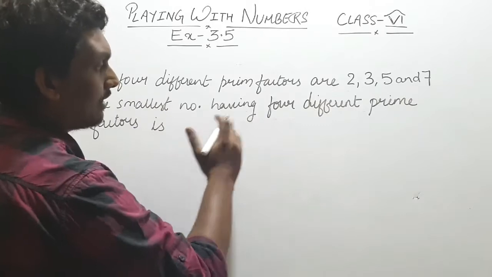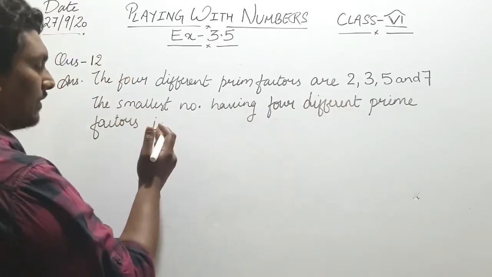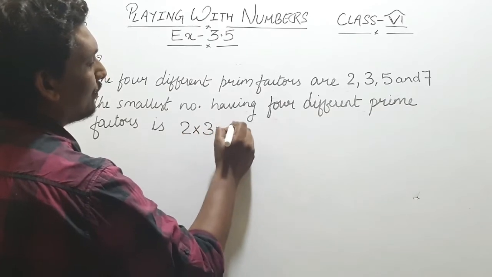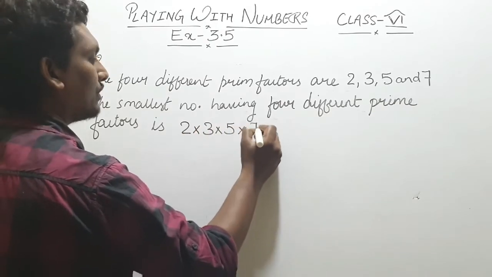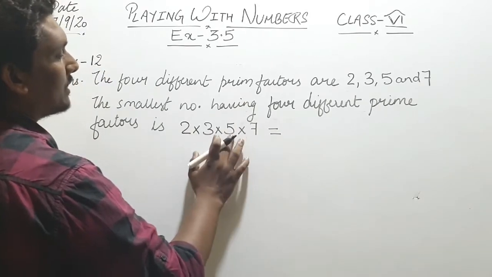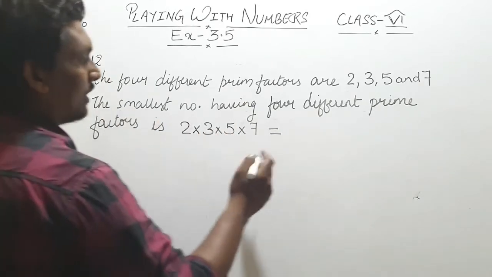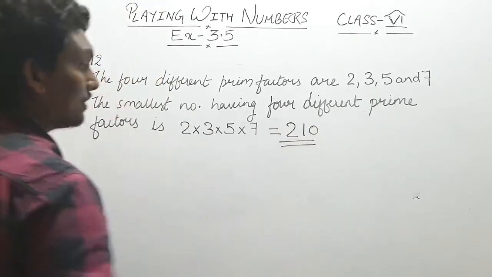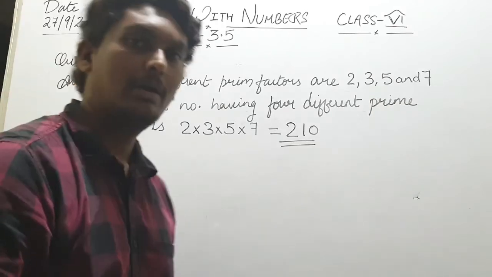The smallest number having four different prime factors is 2 into 3 into 5 into 7, that we are going to find out. So 2 3s are 6, 7 5s are 35, 6 into 35, that is 210. So this is the solution for this question. Just go through it.